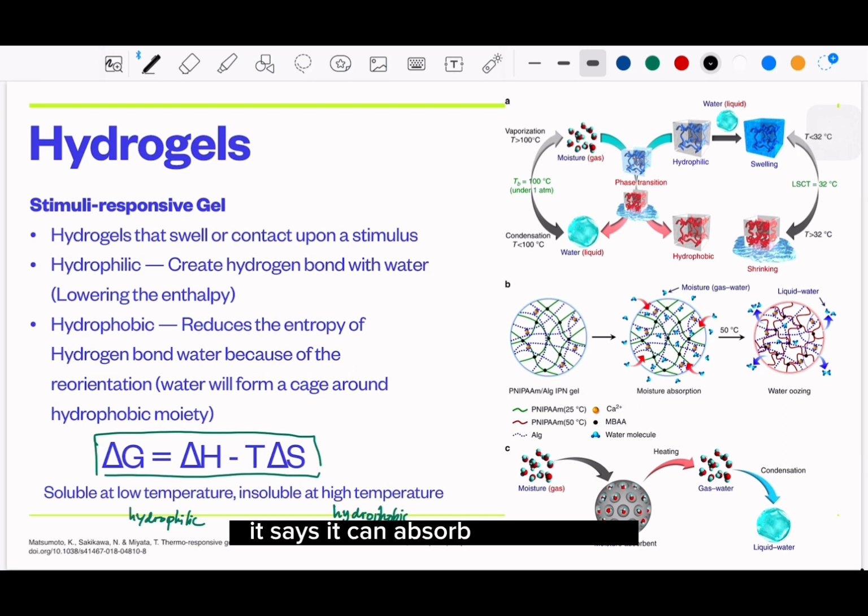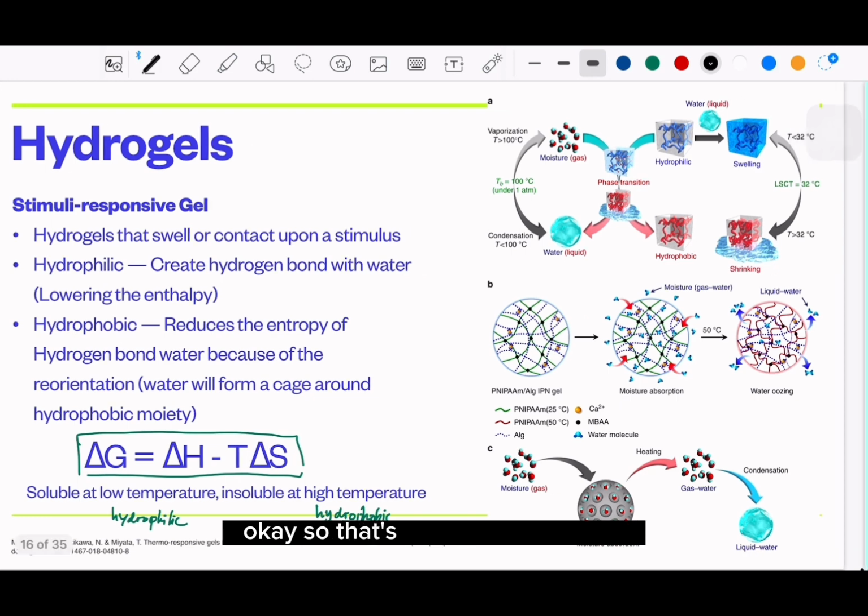Okay. It says it can absorb the moisture and then increase the temperature. In this paper, it's called water oozing, a little bit of water. It starts from the moisture, the gas, the water vapor, and then it becomes liquid. So what the paper wants to make is basically to absorb the moisture and later release the condensed water. That is how the work is done. Okay. So that's the hydrogels.